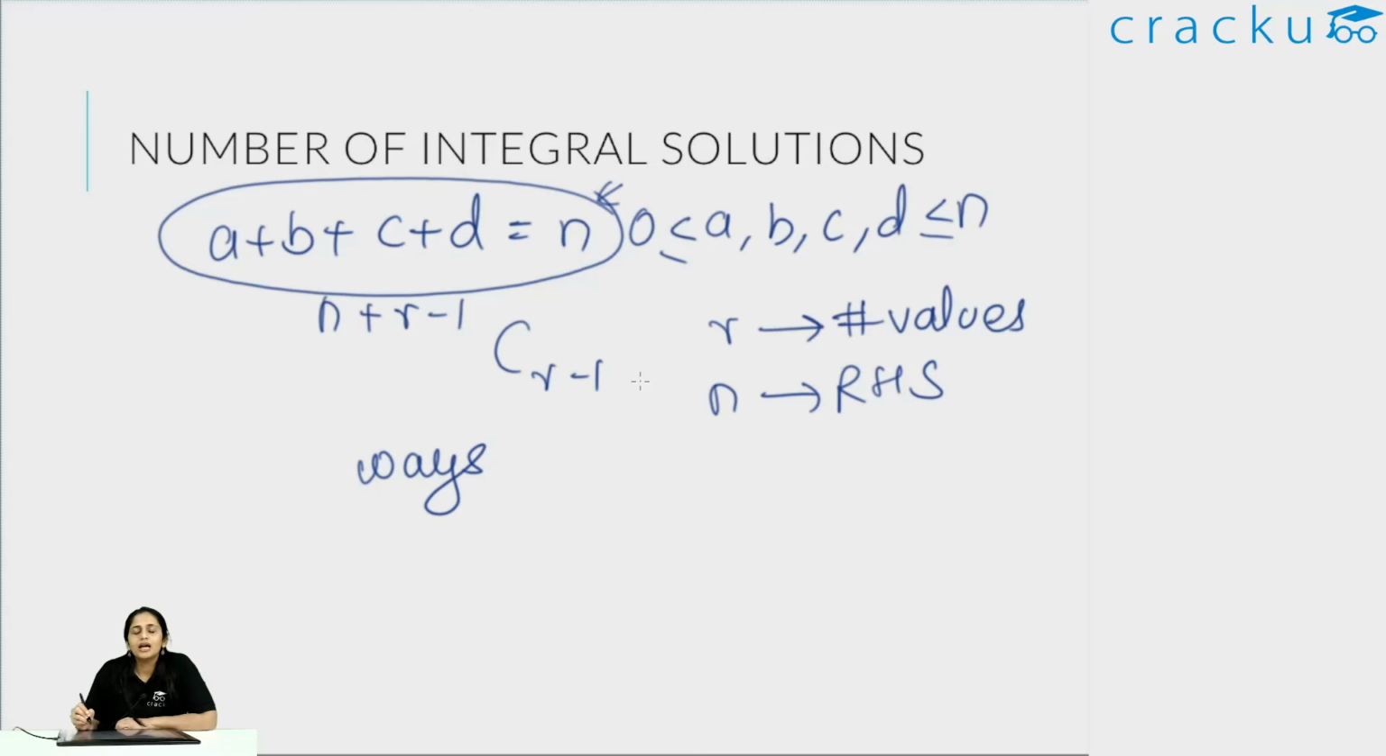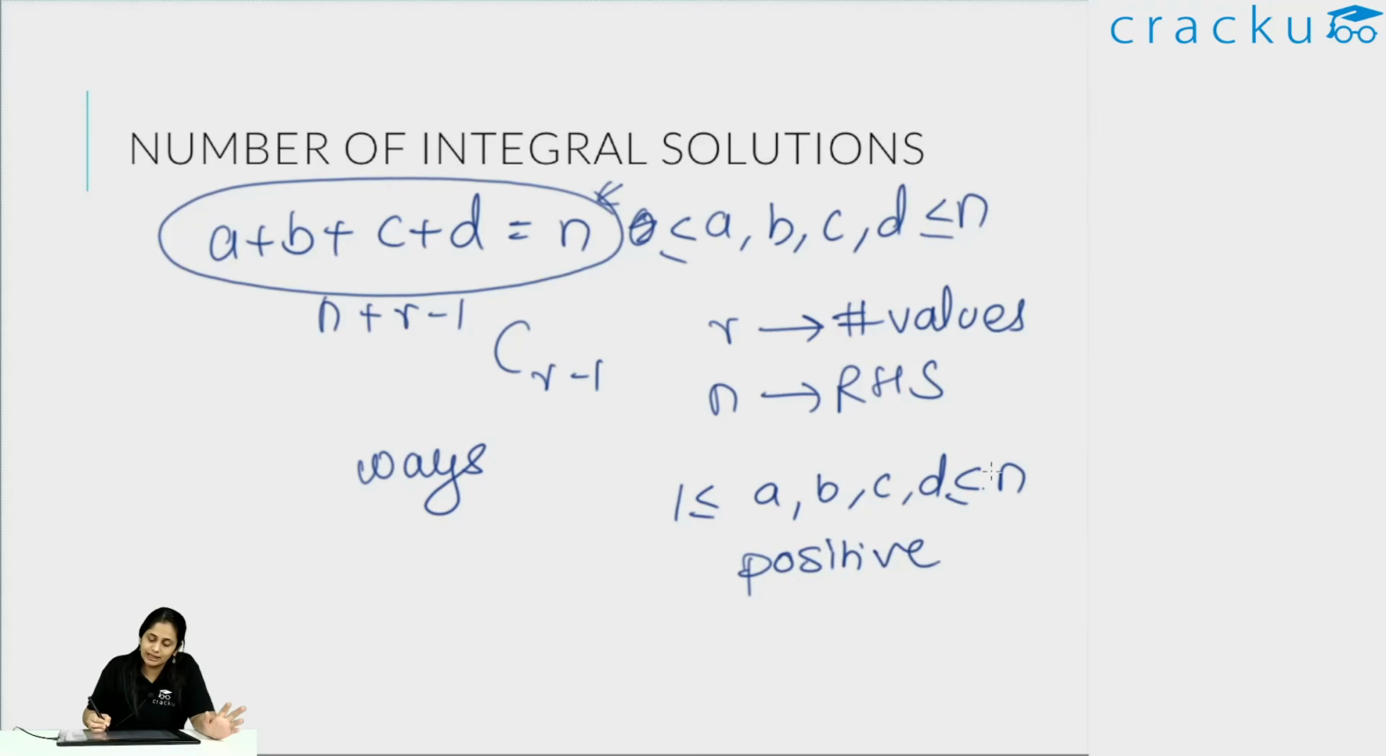Now suppose that it is not just non-negative integral solutions but positive integral solutions. Suppose it is given that a, b, c, d should be at least 1, not just greater than or equal to 0. Then we have to find the number of positive integral solutions. Positive means that a, b, c, d should be at least 1. In that case we have another formula, which is n minus 1 C r minus 1.